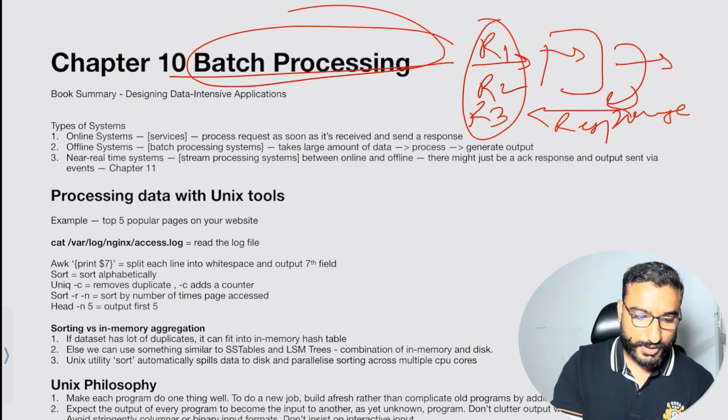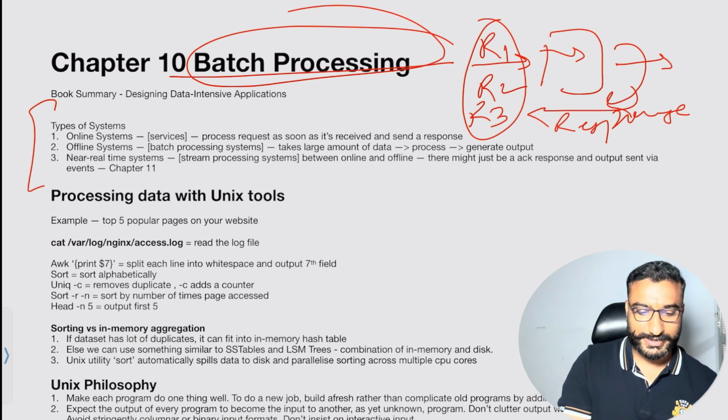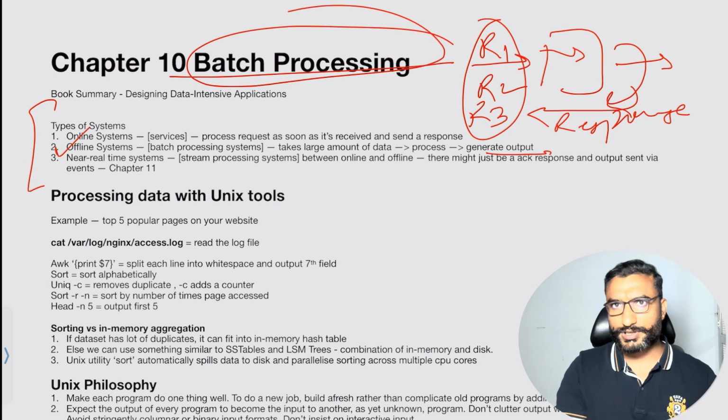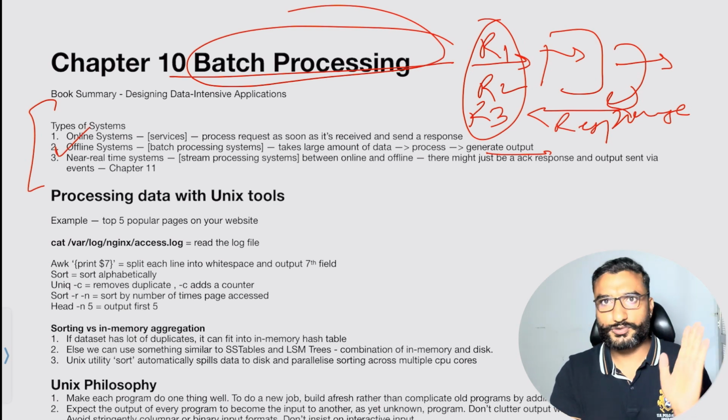This is how you can divide the types of systems as well. One is the online system, which I just discussed, where you receive the request, process it as soon as it is received, and then send a response. Then there are offline systems, which we are discussing today, which are batch processing systems, in which you take a large amount of data, process it, and then generate the output. This can take time depending on how your job or application logic is configured, what kind of hardware you are using, and a lot of things.